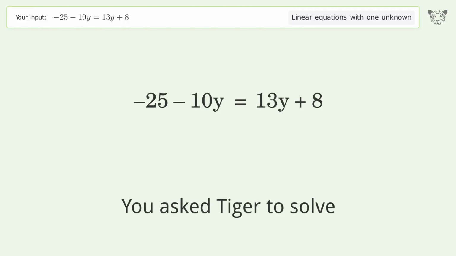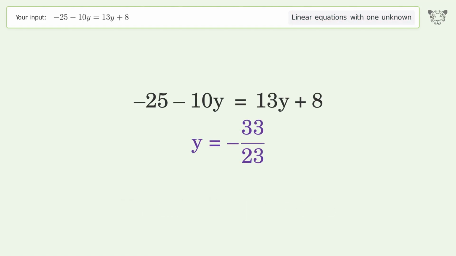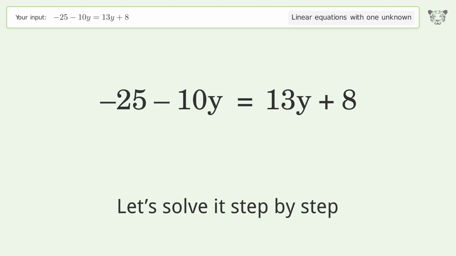You ask Tiger to solve this. This deals with linear equations with one unknown. The final result is y equals -33/23. Let's solve it step by step.